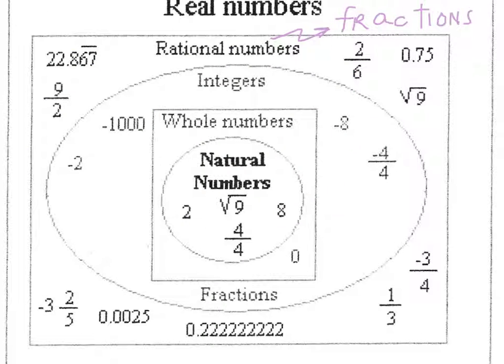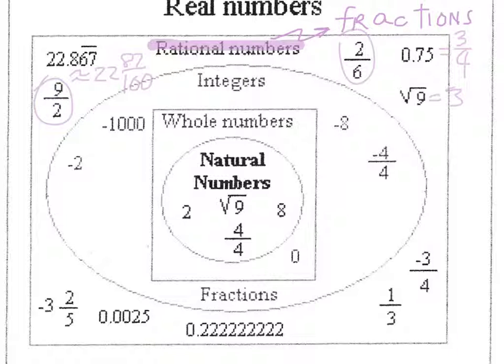The next category of numbers is called rational numbers. They're also part of the real numbers. And basically, those are fractions or any number that can be made into a fraction. So 0.75 can be made into 3/4. The square root of 9 can be made into a 3. 2/6 is already a fraction. 9/2 is already a fraction.